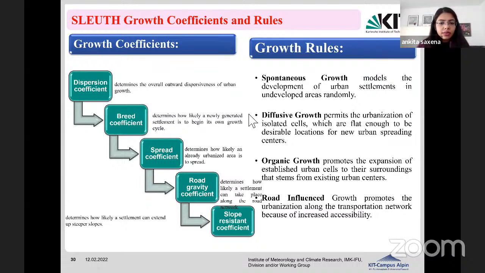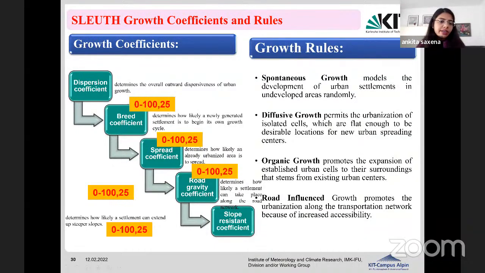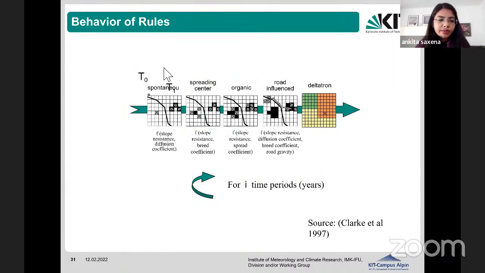So these are the same growth rules on the right-hand side: spontaneous growth, diffusive growth, organic growth. These four growth rules are controlled with the help of these 5 coefficients on the left side. And all coefficients have 0 to 100 ranges. And these 0 to 100 ranges are being refined in a number of Monte Carlo simulations. So for each Monte Carlo run, a possible combination of these coefficients is tested to produce the corresponding outcome. And this is how urbanization works.